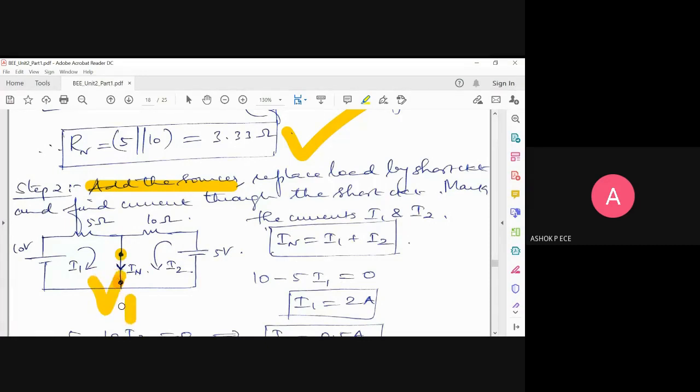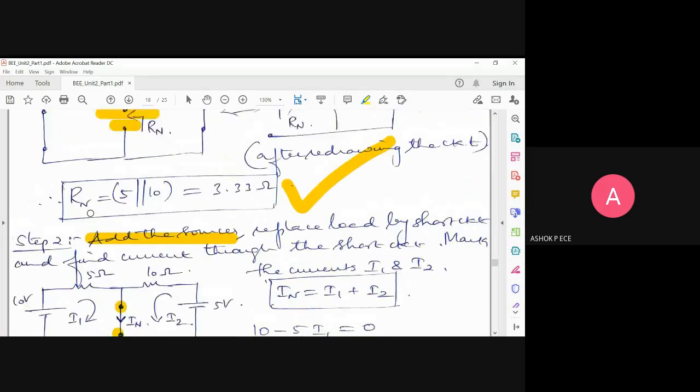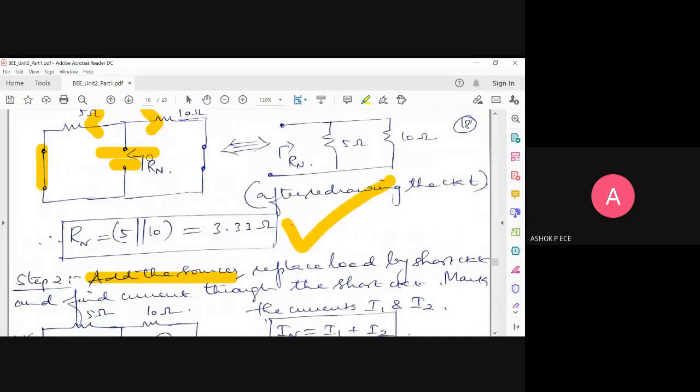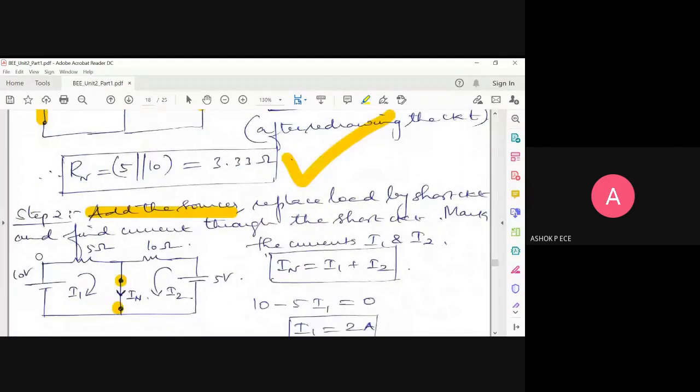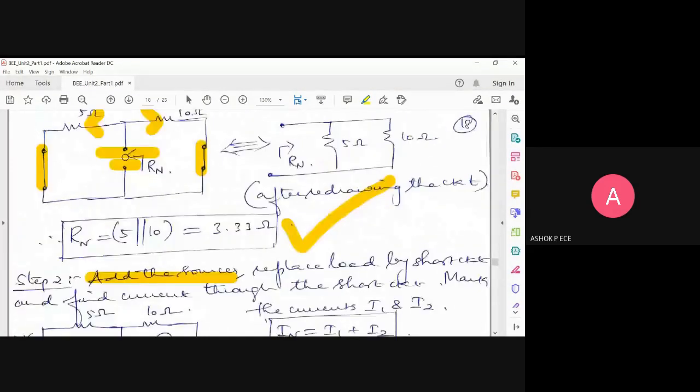But in Norton's theorem, what I'm going to do, I'm going to short the terminals where the load was present, and I'm going to find the current through that shorted terminal. So I'm going to name the current as IN. IN means it is a short circuit current flowing through the removed load. So see the diagram. I have short circuited here and here. So I'm adding that voltage source back, 10 volt and 5 volt.